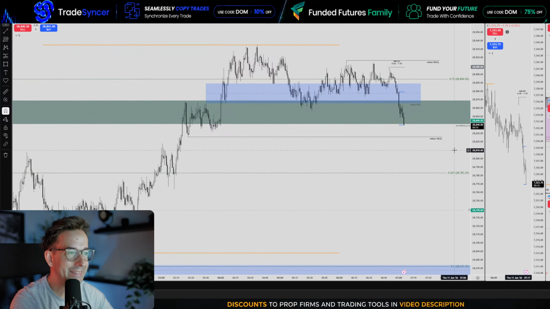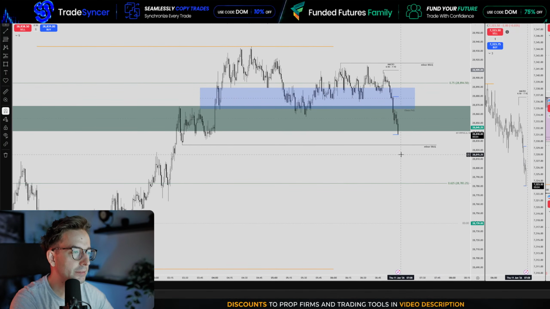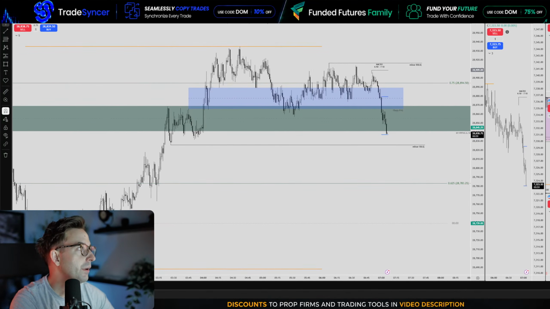So right now, price most likely might be going to minor buy side here. I'm using a new platform here. It's called Tradecopia. Just testing it out from a trade copy perspective. Let's see how it's going to span it. All right.